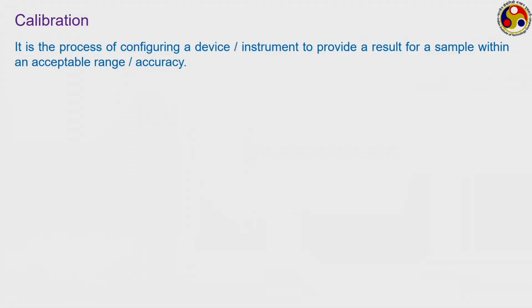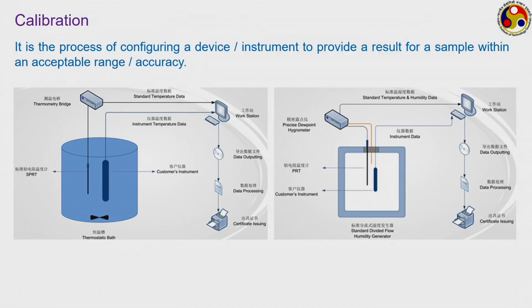Calibration is a process of configuring our device or instrument to provide a result for a sample within an acceptable range or accuracy. So to calibrate a device, whenever we are purchasing a device, or later on if we want to get it recalibrated, we compare with a standard one. A couple of examples are shown here regarding temperature and humidity measurements. I shall be coming back to this topic of calibration in the next lecture, so I am not going to continue too much about this.